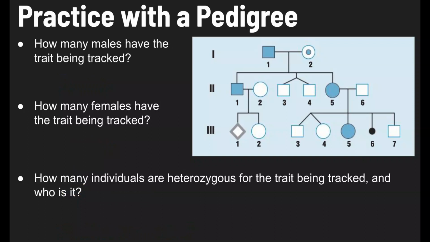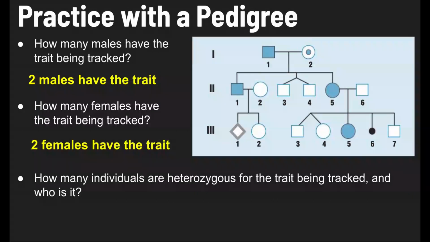A couple more practice questions here. How many males have the trait that's being tracked? These will be males that are shaded in. There are 2: 1, 2. How many females have the trait that's being tracked? There are 2 females, 2 circles that are shaded in: 1, 2.